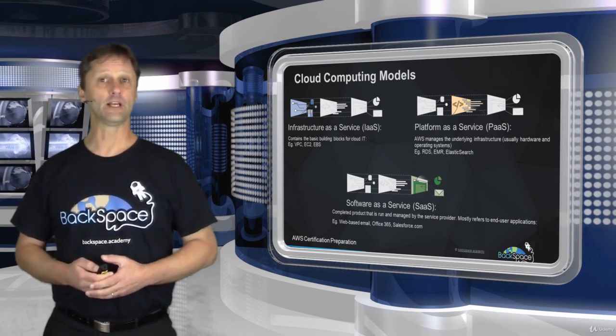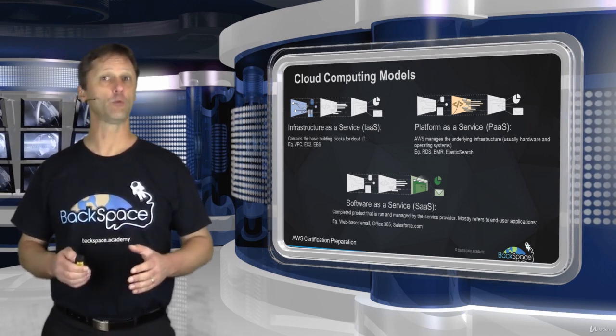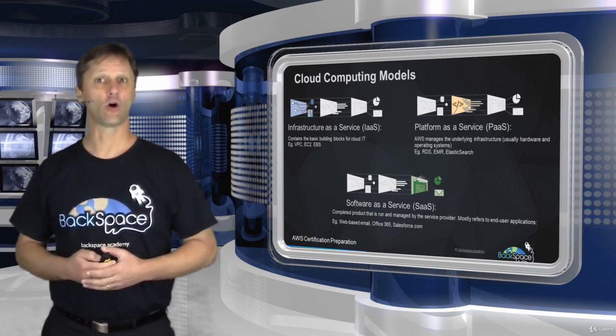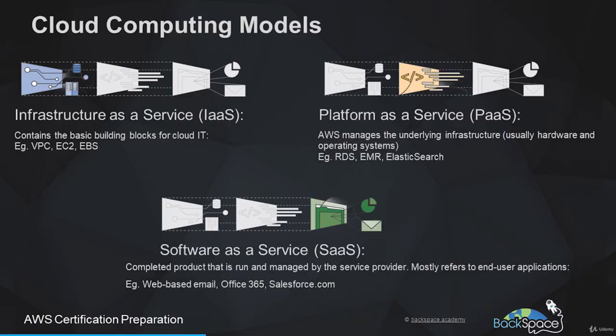The next level is Platform as a Service or PaaS. And that's where AWS will take a little bit more control over the underlying infrastructure. So AWS manages that underlying infrastructure and the hardware and operating system normally. A good example of that would be the Relational Database Service. In that service, AWS provisions all the operating system, the server and everything to run that, but you still need to do the high level administration of that database.